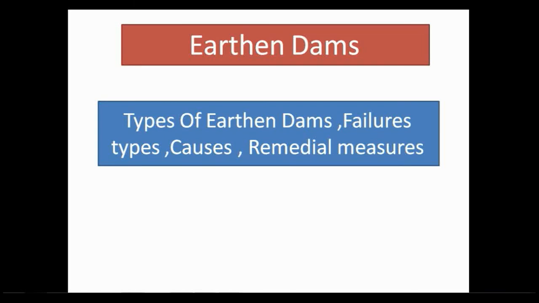Today we will discuss earthen dams, types of earthen dams, failure types, causes and its remedial measures. Earthen dams and levees are the most ancient types of dams because the material required to construct these types of dams is natural material, and that natural material requires very little processing.